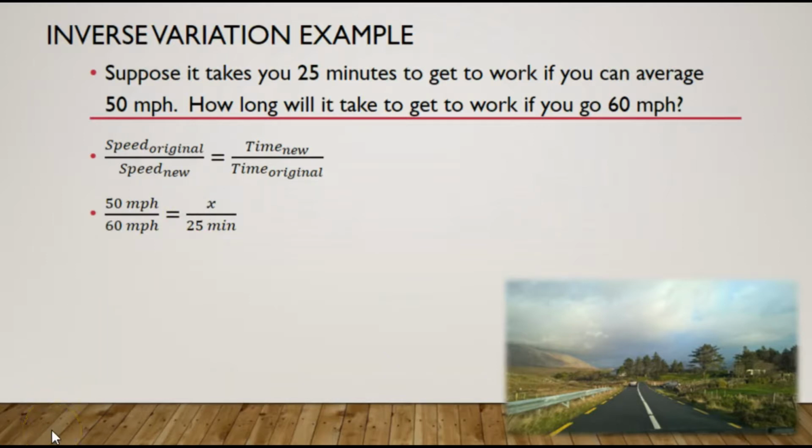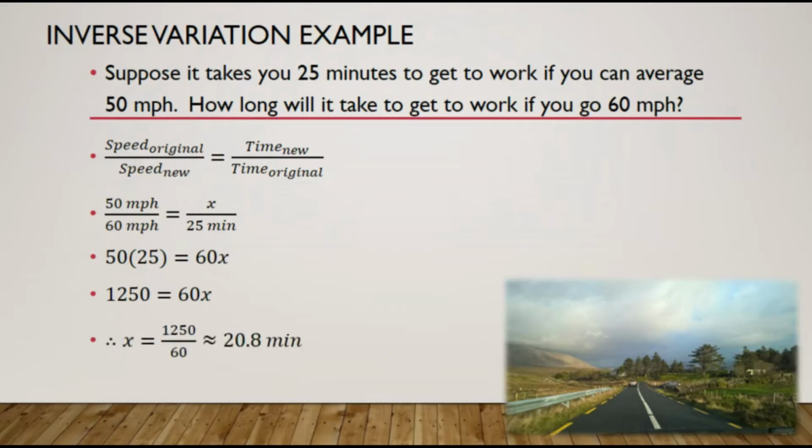We'll use cross multiplication to solve this proportion. 50 times 25 is equal to 60 times x. Simplifying on the left, the product of 50 and 25 is 1,250. Solving for the variable, we'll divide both sides by 60 and result in, no surprise, the same answer that we got using the previous method.